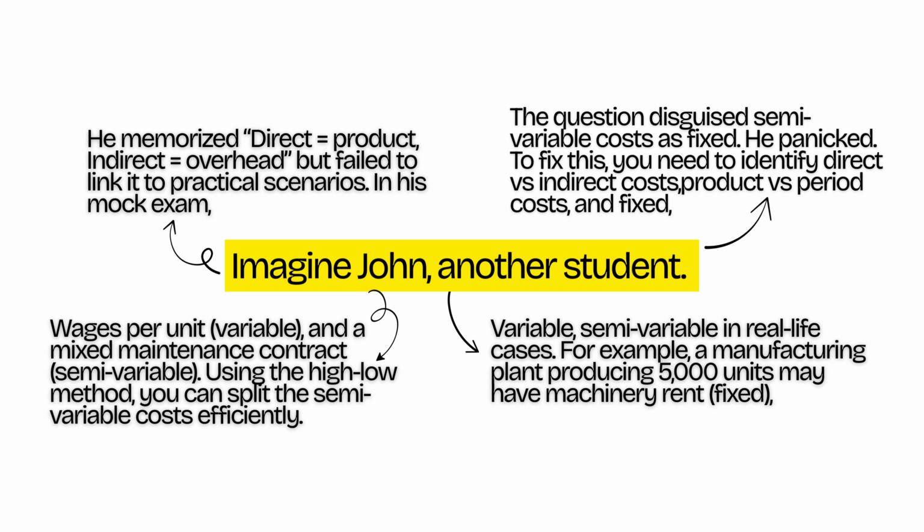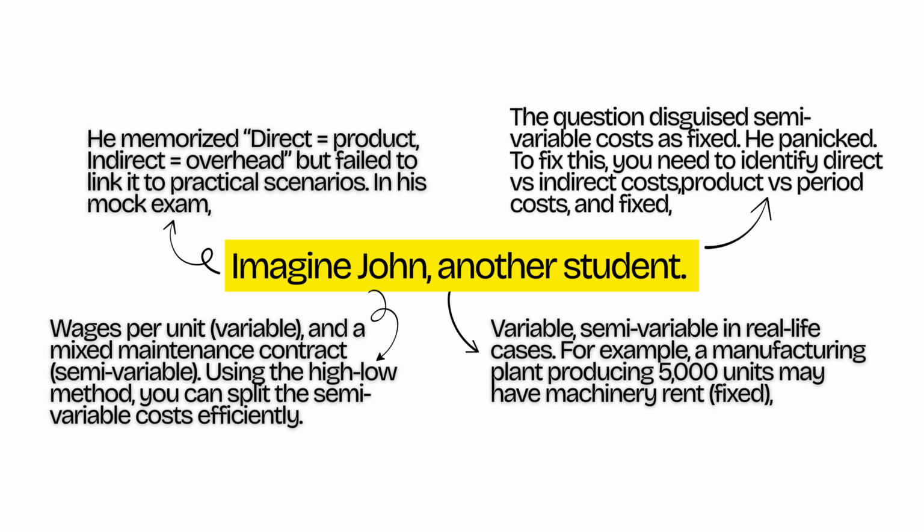For instance, if a bakery's output was 1,000 units costing £5,000 and 2,000 units costing £8,000, the variable cost per unit equals (8,000 - 5,000) / (2,000 - 1,000), equals £3 per unit. Fixed equals total cost minus variable times units. Done. This rapid calculation becomes your go-to for quick mock revisions.